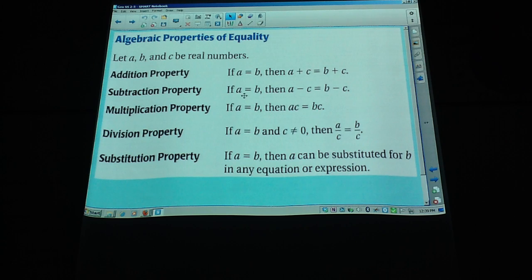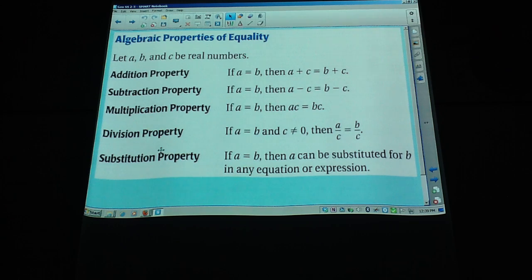Same thing with subtraction. If we have an equation, we can subtract the same thing from both sides, which keeps the equation balanced. Same thing with multiplication, it allows us to multiply both sides by the same thing and not change the equation's value. Same thing with division. As long as it's a non-zero number, we can divide both sides by the same thing and keep it balanced. Substitution: if we know what a is equal to, then we can substitute that value in for a throughout the expression or equation and not change its value.